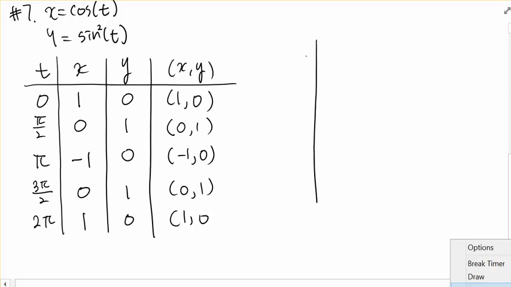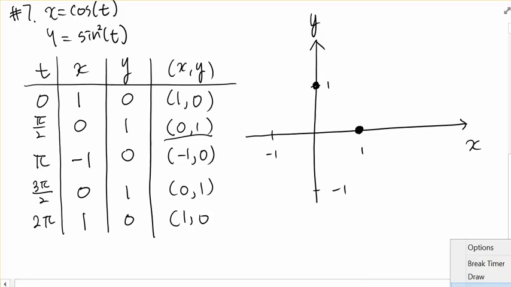So this is the y-axis and x-axis. Negative 1, 1, 1, negative 1. So first it's 1 comma 0, and 0 comma 1, and then negative 1 comma 0. So we can see that the graph is going this way.